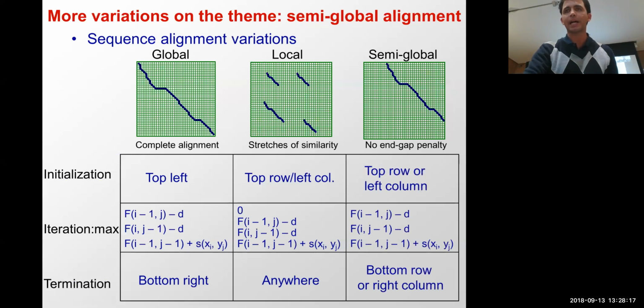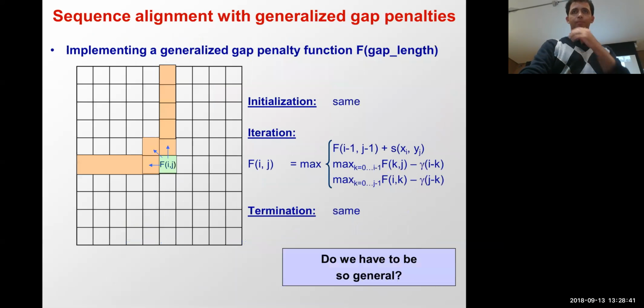So that basically means I can initialize either at the top row or on the left column, anywhere. I can terminate at the bottom row or on the right column. And then I just get rid of that 0. Okay? So you can basically come up with your own variations of this. Once you have the methodology, you can figure it out. So we talked a little bit about, yes.